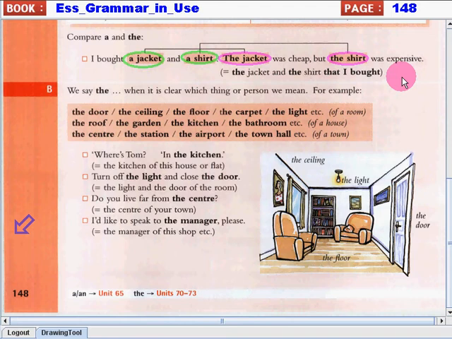So at first, it was not specific. Any kind of jacket and shirt was what the speaker bought, but in the second sentence, he was explaining something else. The jacket was cheap, but the shirt was expensive. So here, the jacket and the shirt that the speaker bought. It's very specific. The speaker was talking about the jacket and the shirt that the speaker bought, nothing else. That's the difference of a and the.